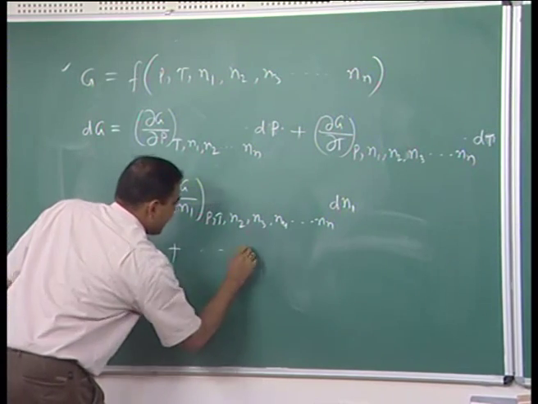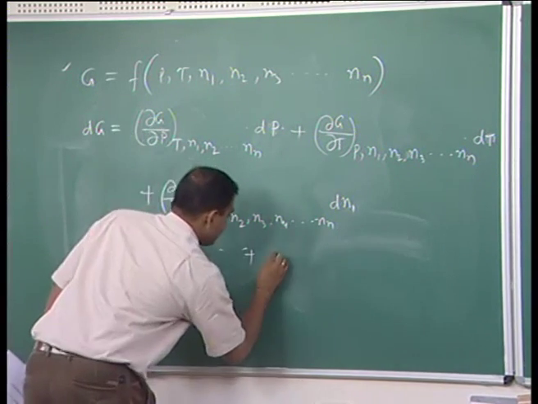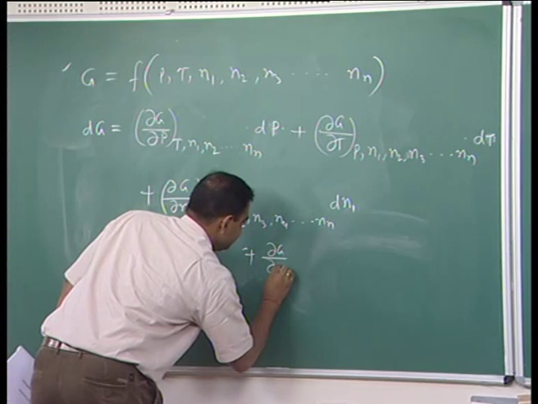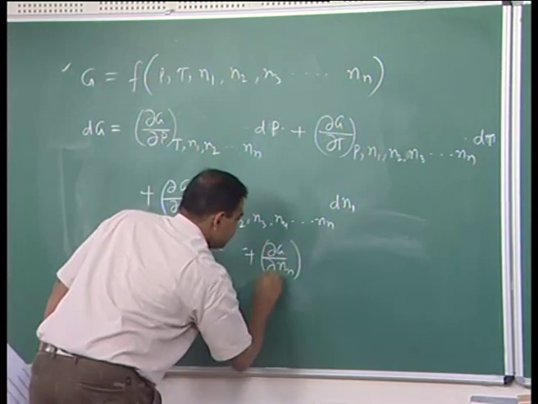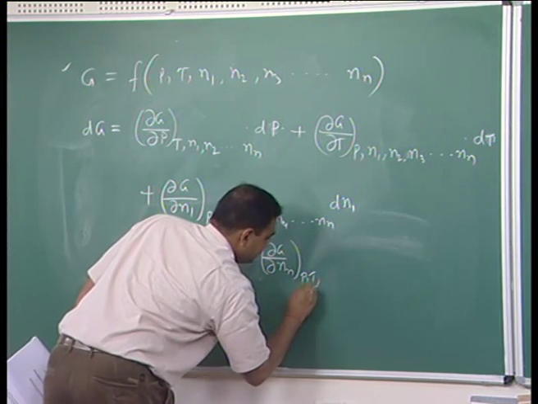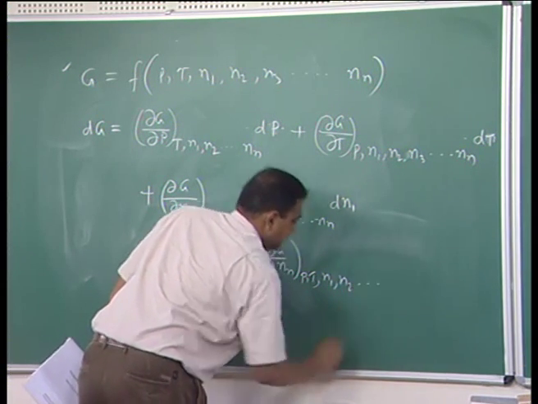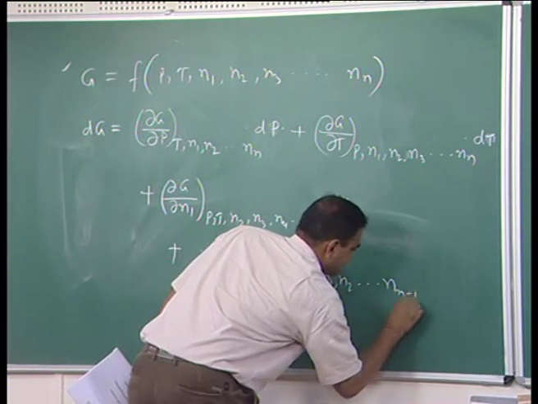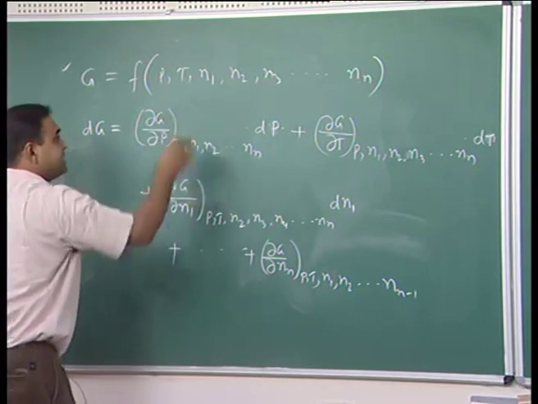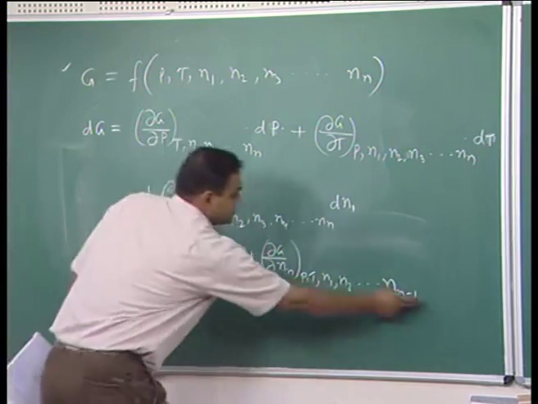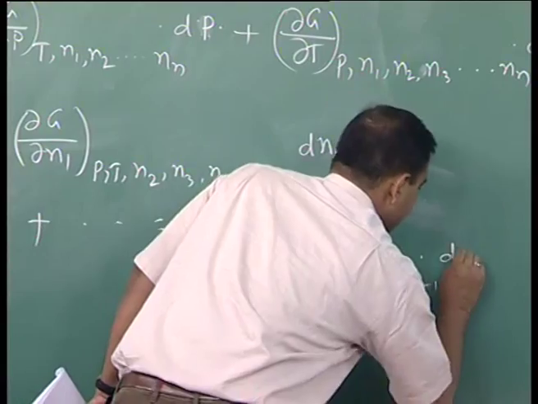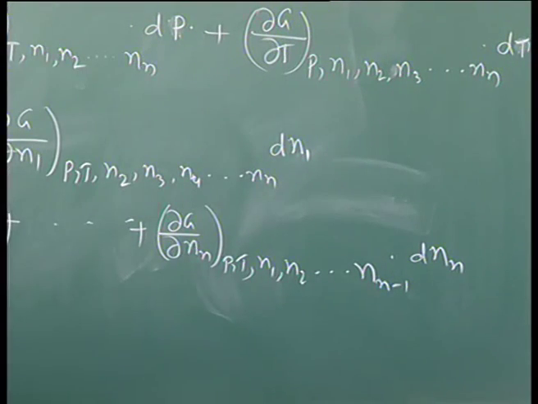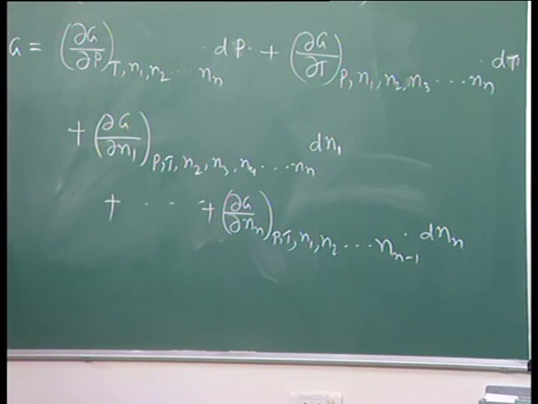Like that you can have all those expressions. Finally you can have del G by dN n of the nth species at P, T, N1, N2, like that up to n minus 1, because you have taken the nth species and there are n number of components. So then you have to end with n minus 1 into dN n. Now, these are all the contributions towards the free energy change.